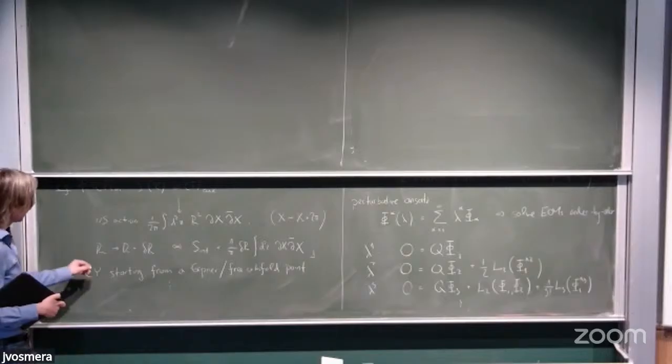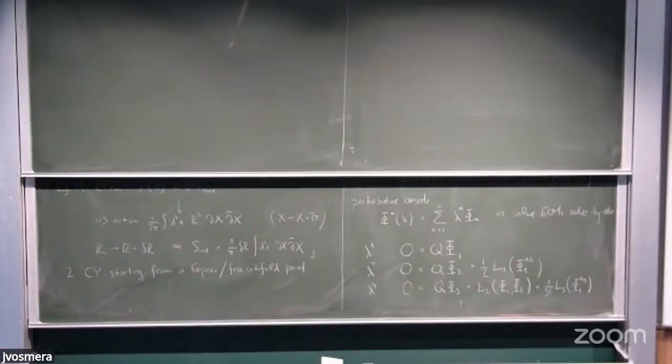So another example would be exploring some finite part of the Calabi-Yau moduli space, starting from some special point where we actually know what the worldsheet CFT is.